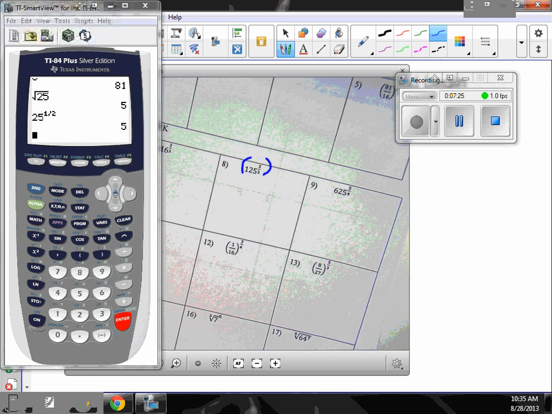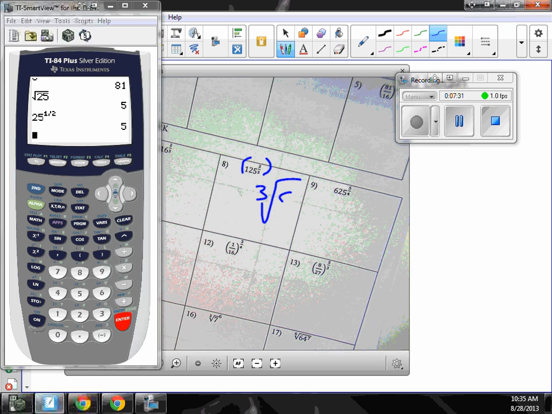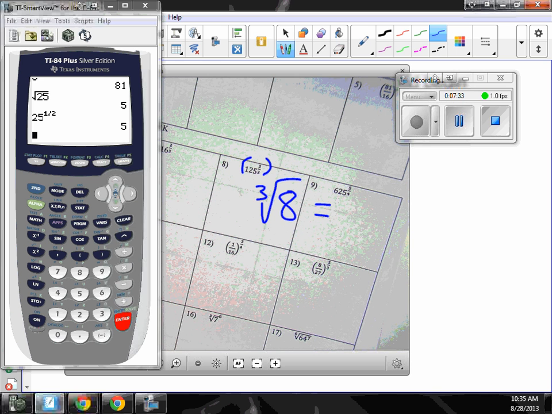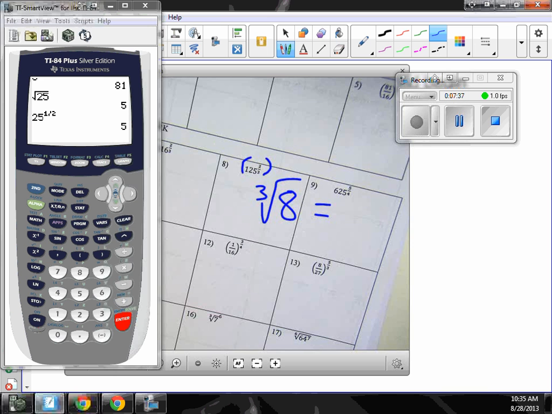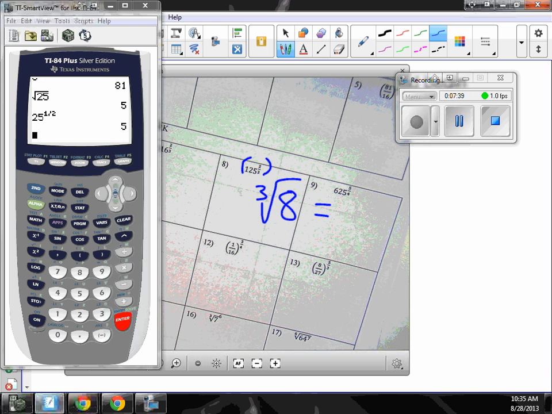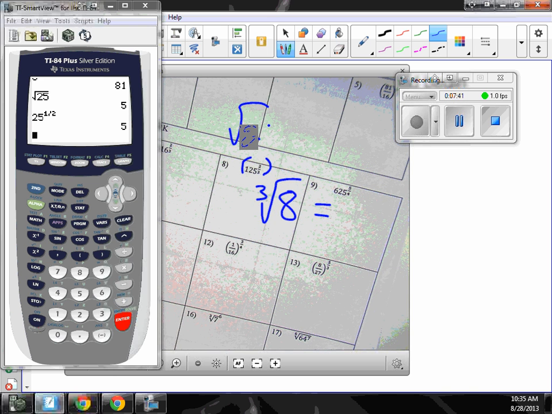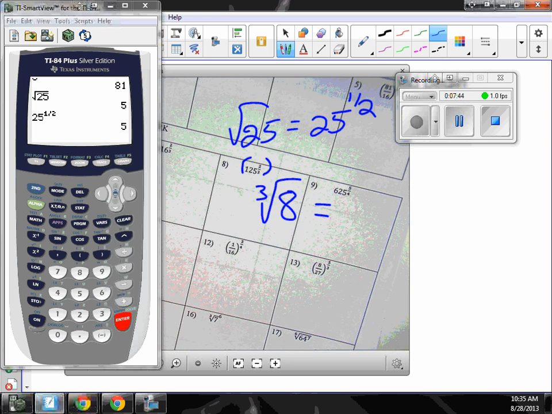Okay. So what's another way to write the third root of 8? Well, if the square root of 25 is 25 to the 1/2, what is the third root going to be?